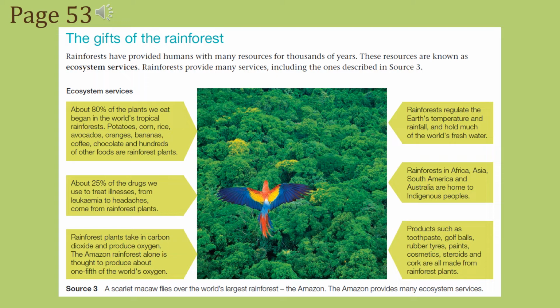Rainforest plants take in carbon dioxide and produce oxygen. The Amazon rainforest alone is thought to produce about 1/5 of the world's oxygen. Rainforests regulate the Earth's temperature and rainfall and hold much of the world's fresh water. Rainforests in Africa, Asia, South America and Australia are home to indigenous peoples. And finally, products such as toothpaste, golf balls, rubber tyres, paints, cosmetics, steroids and cork are all made from rainforest plants as well.